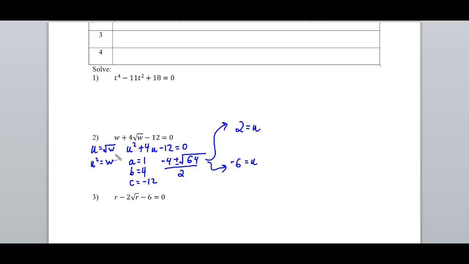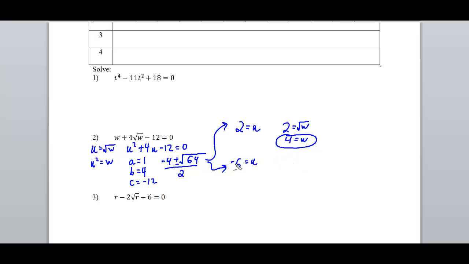Now again, let's rock that transitive property. 2 is equal to u is equal to the square root of w. Then by the transitive property, 2 is equal to the square root of w, which means I'm going to square both sides, and I get w is equal to 4. That's one of my two answers I have to check. And here's the other one I'm going to have to check.